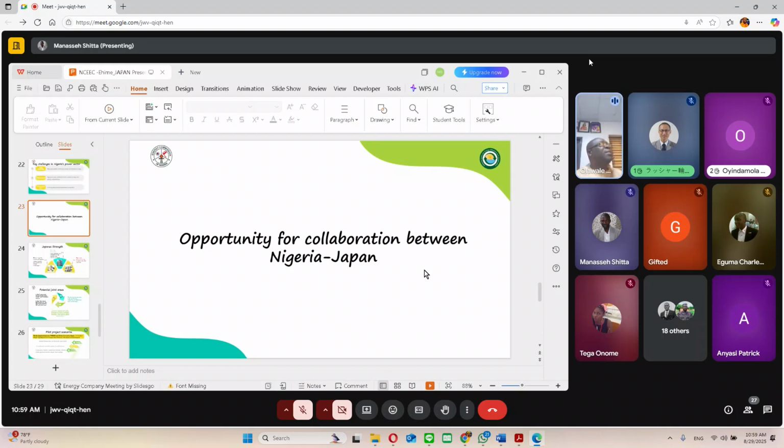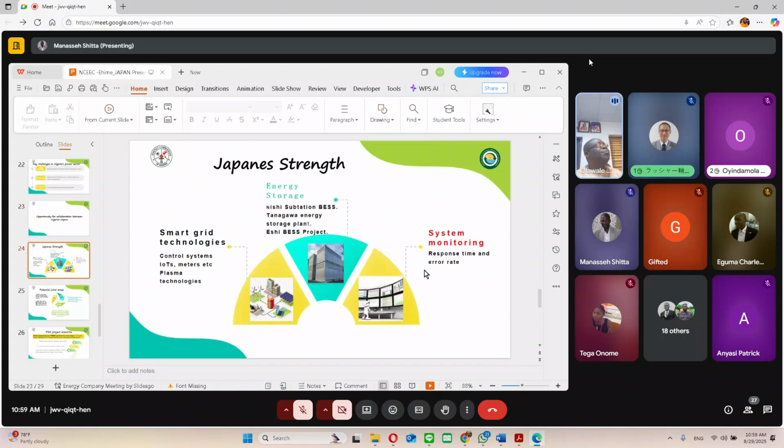So, other areas: opportunity for collaboration between Nigeria and Japan. You see, a major thing here is energy storage, and we are aware that Japan has gone far in those areas. Smart grid technologies, control systems, IoT meters, etc., plasma technologies, just like what you were discussing today. It's something that interests us in no small measure. System monitoring, response time and error rate.